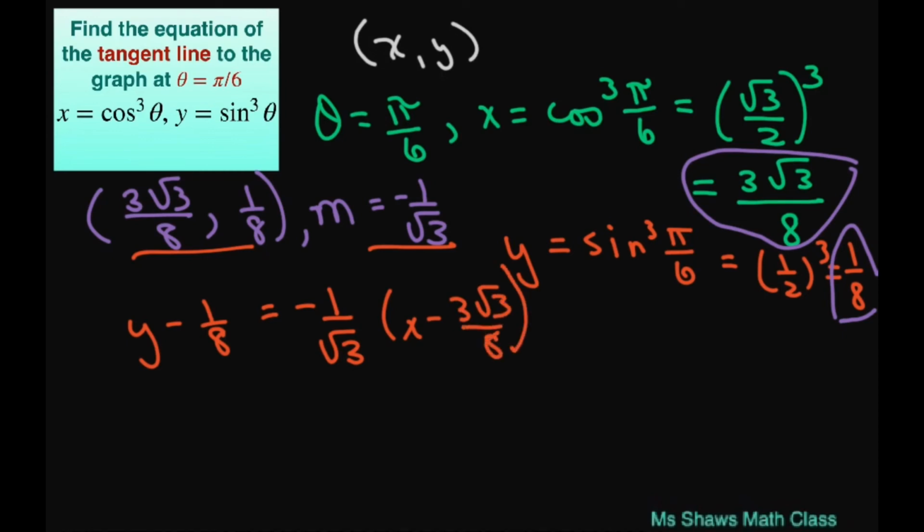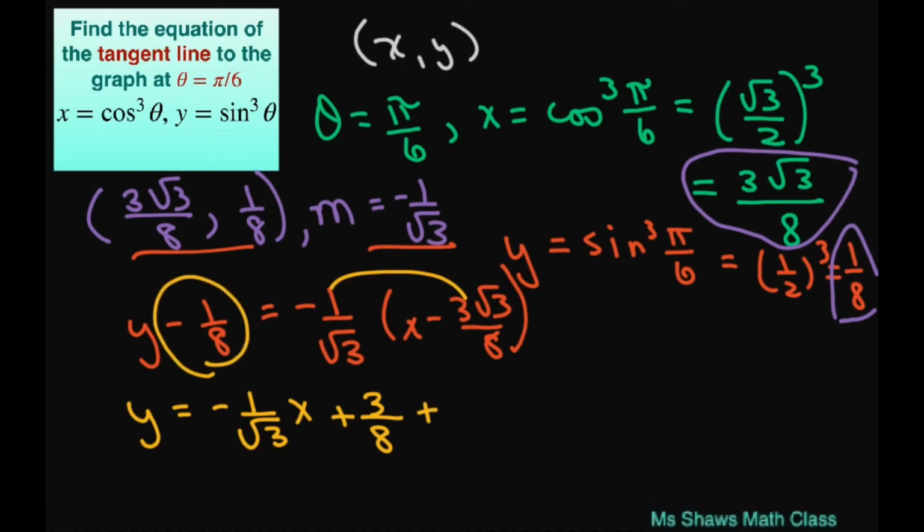All right, now all we have to do is do all this algebra here. So let's see what we get. We're going to get y equals negative 1 divided by square root of 3 x. And this piece is going to be plus, the square root of 3's will cancel, so you're just going to get 3 divided by 8, and then add this to both sides, plus 1/8.